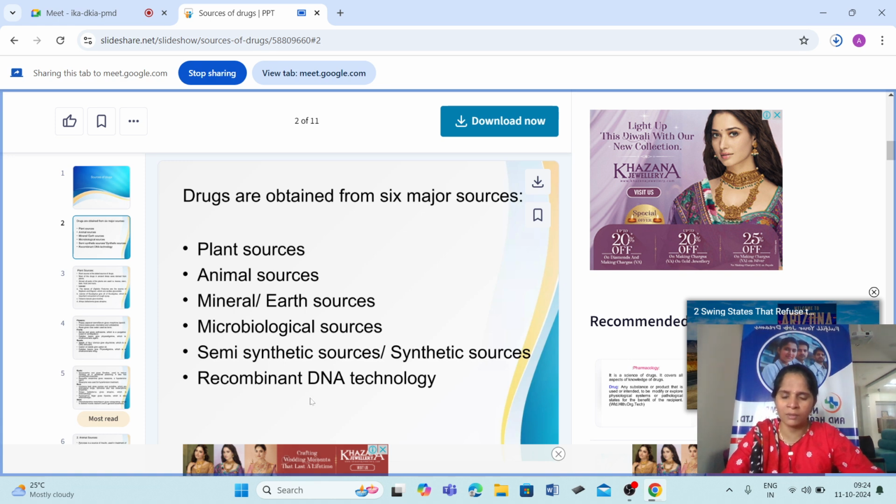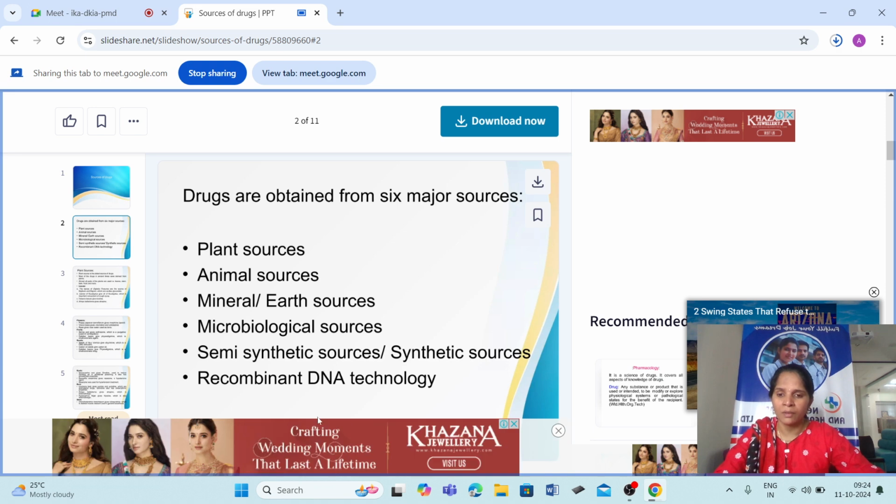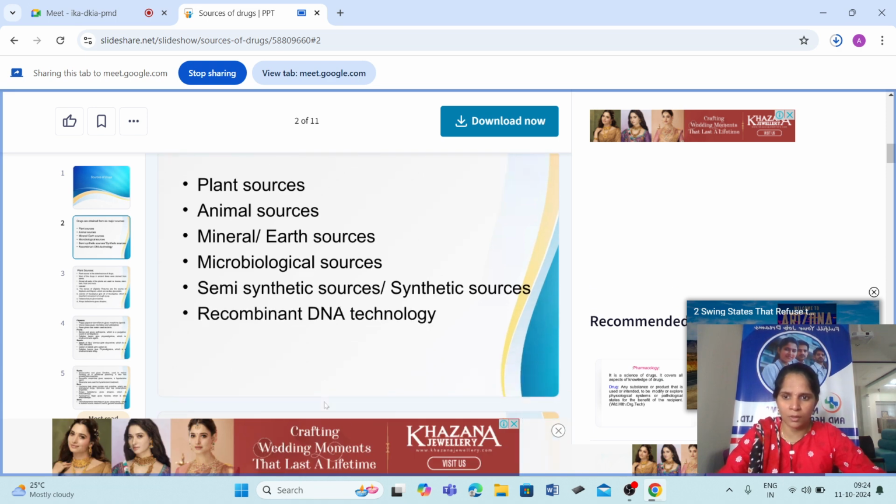And last we have recombinant DNA technology. With these recombinant DNA technology drugs, some drugs of major cost, mostly antiviral drugs, you will be getting from recombinant DNA technology.